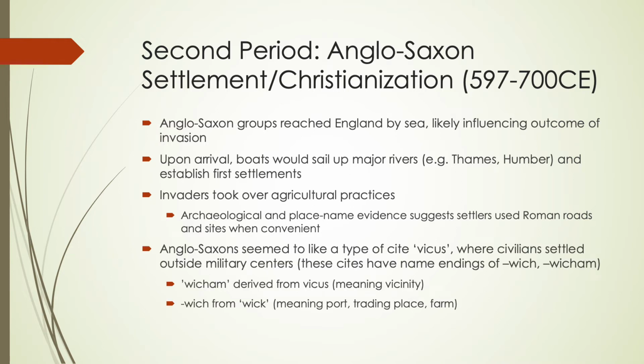A vicus during the Roman Empire was a provincial town. It was a small governmental designation. The way they were using this in Anglo-Saxon times was where civilians were settled outside of military centers. We still see names that are derived from these vicus cities and areas that were there during the Roman times. So Wickham, as a name ending or beginning, derived directly from vicus, which meant vicinity, so settling within the local area around something like a military outpost.